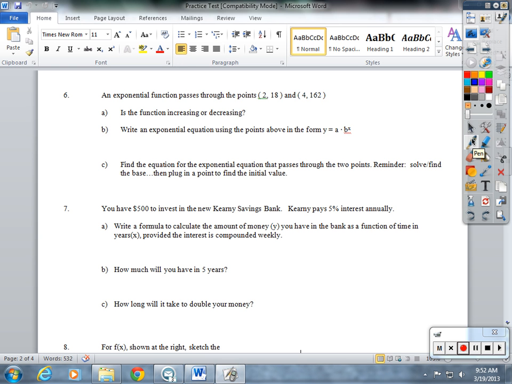Is it increasing or decreasing? Well, let's see. At 2, it was 18. At 4, it was 162. It is increasing by a lot. Write an exponential equation using the points above in the form y equals a times b to the x.